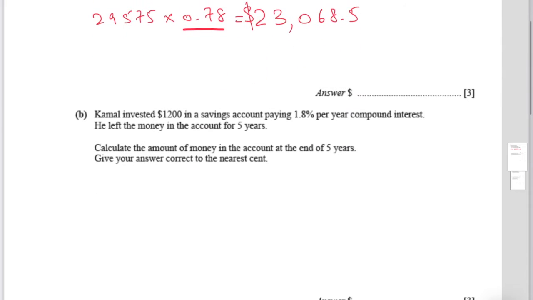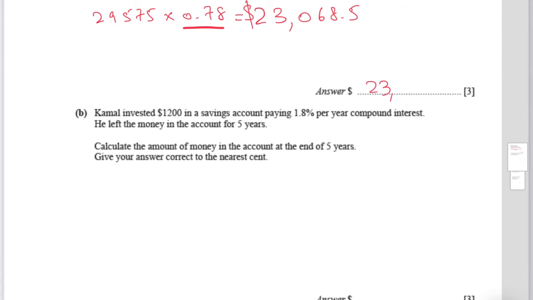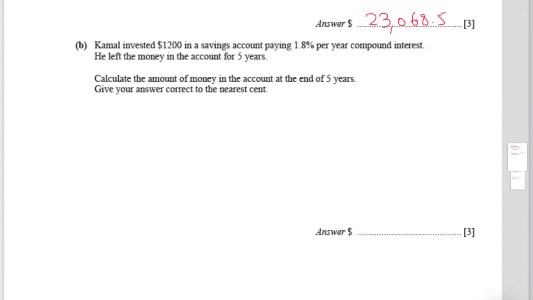Okay, very well. So we write the answer here, 23,068.5. Now let's move on. Kamal invested $1,200 in a savings account, paying 1.8% per year compound interest. He left the money in the account for 5 years. Calculate the amount of money in the account at the end of 5 years.